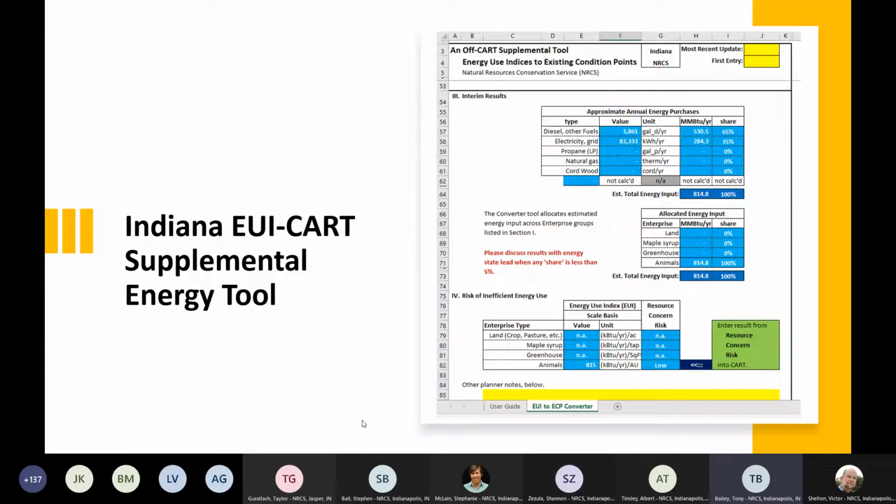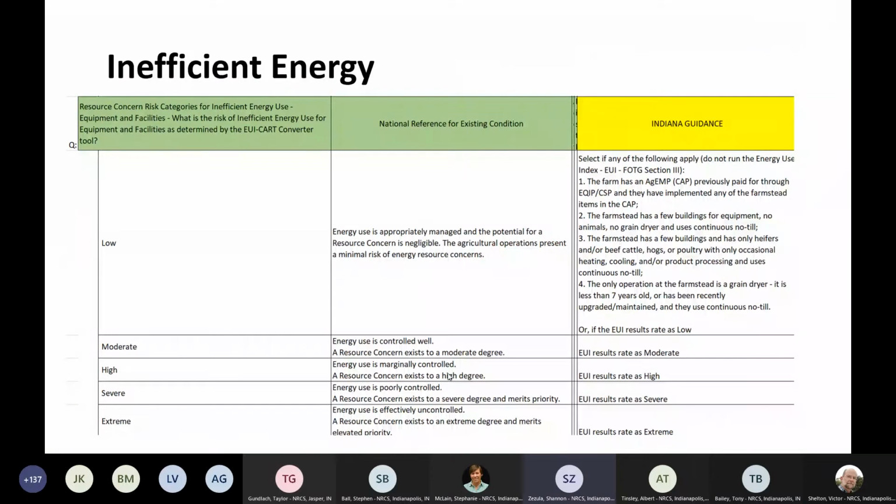Hey, Tony. Would you mind going back one slide and just highlighting some of those, I don't want to call them free passes, but kind of low energy demand systems, and just make sure that everyone understands that there are some operations where you don't actually have to run the energy use indicator for CSP.